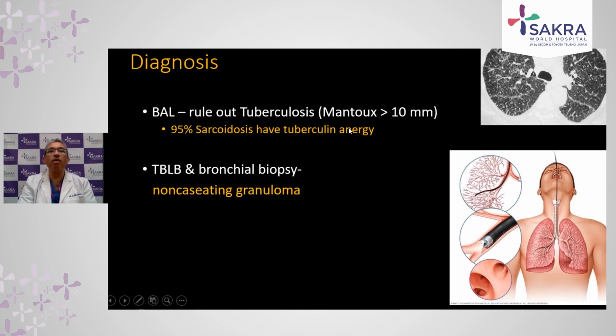An important and an old test called Mantoux is very helpful in sarcoidosis, because over 95% of patients have tuberculin anergy. That means their test will be negative. If there is a tuberculin reactivity more than 10 millimeters, we must rule out the presence of active tuberculosis by doing culture for Mycobacterium tuberculosis, GeneXpert, and a smear for tuberculosis, and a biopsy, of course.